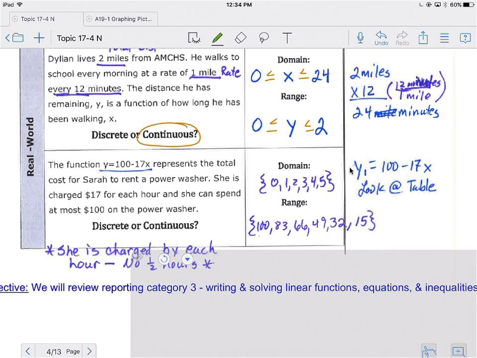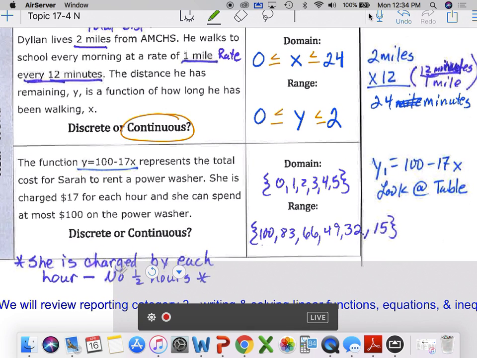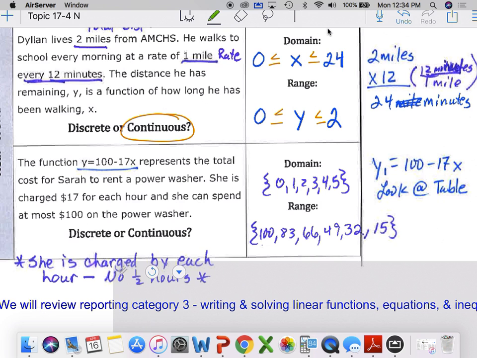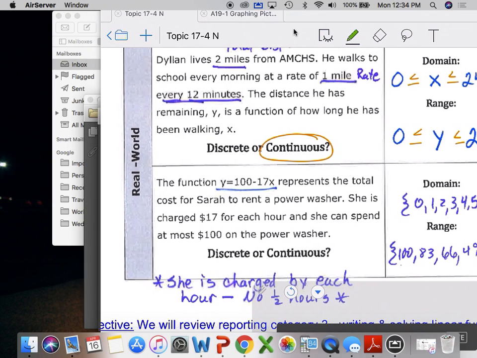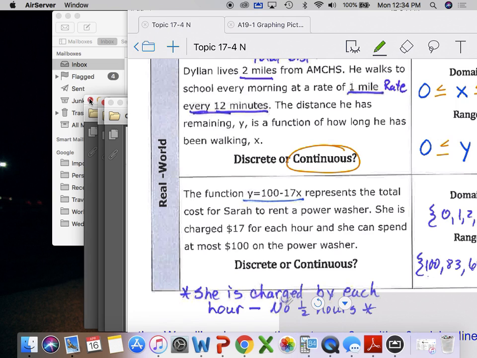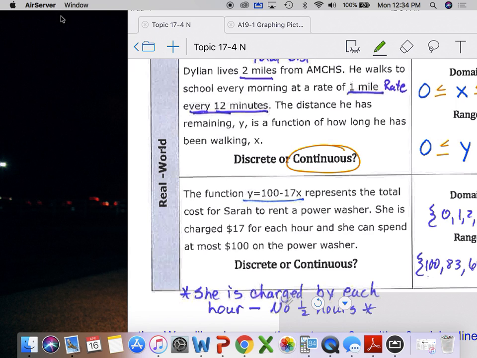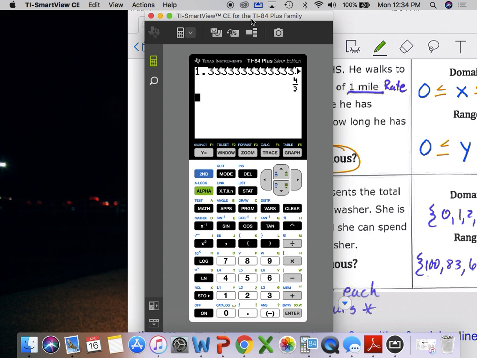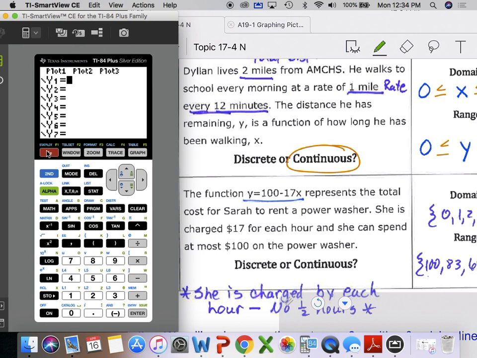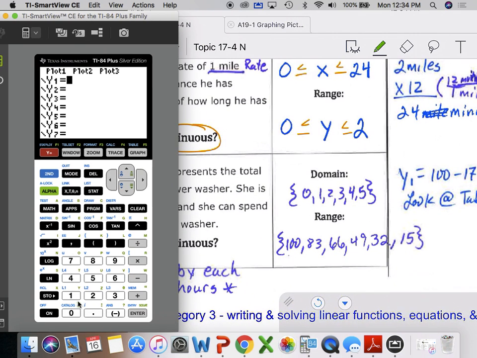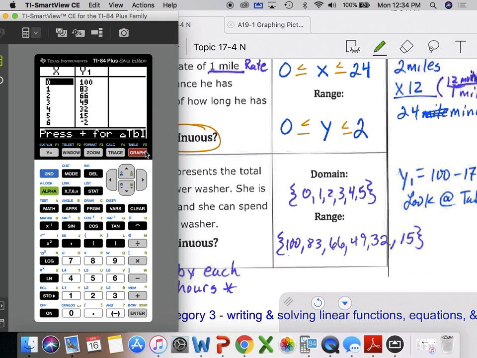So what we did was we put 100 minus 17x into y1. And we looked at the table.